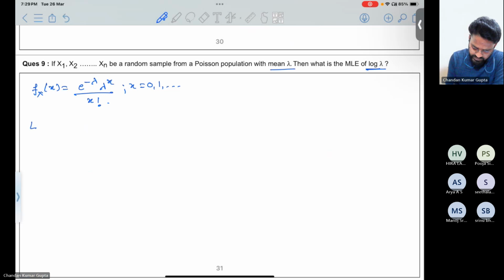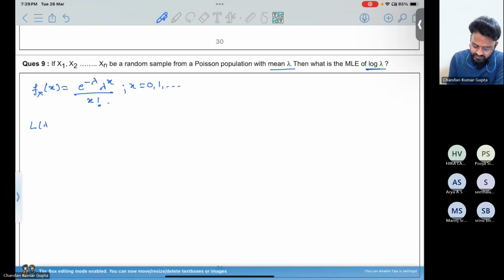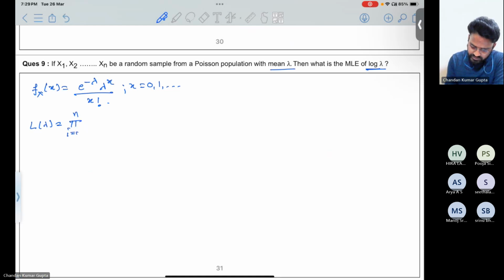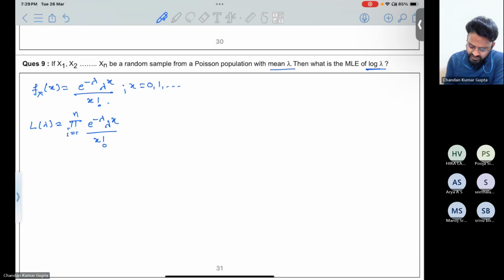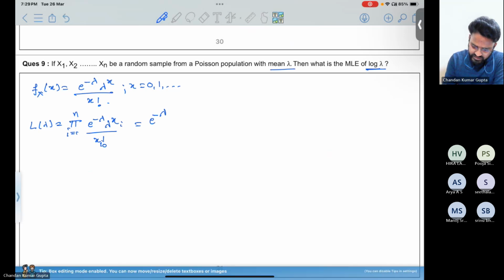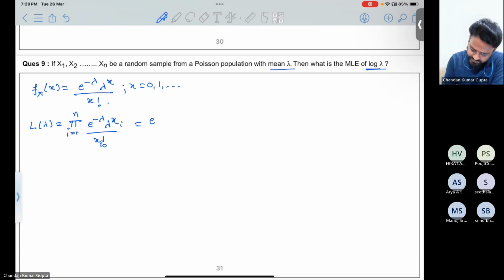So our likelihood function is the product of e to the power minus lambda, lambda to the power x upon x factorial. It is xi actually. So it is e to the power minus n lambda, plus the summation of xi log of lambda. Sorry, I have not taken the log, no?